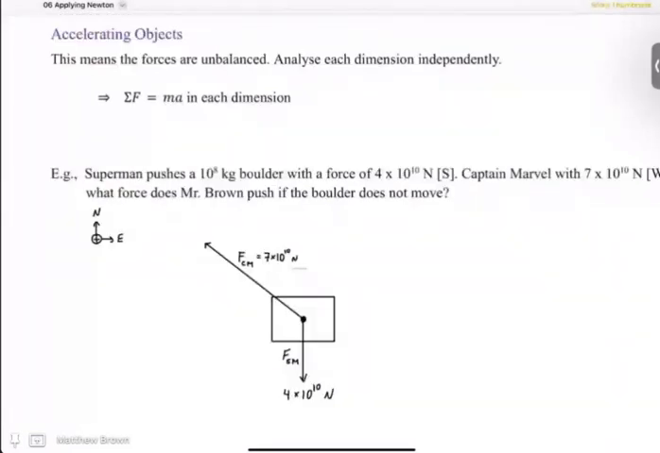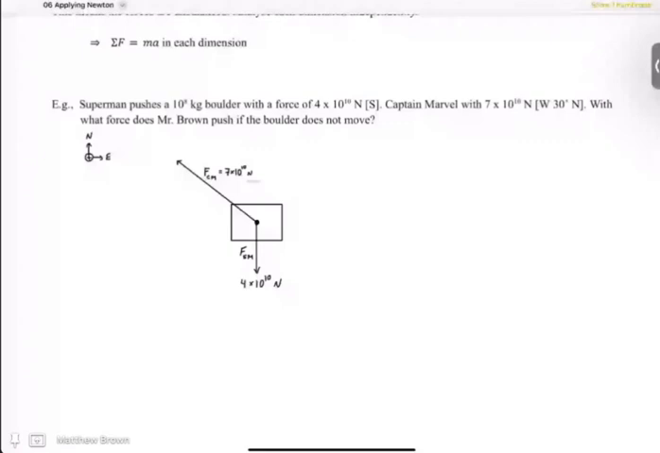The first one, we've got Superman pushes a 10 to the 8 kilogram boulder with a force of 4 times 10 to the 10 newtons south. Captain Marvel with 7 times 10 to the 10 newtons west, 30 north. With what force does Mr. Brown push if the boulder does not move? Right, so I'm going to balance this thing out, right? They're both pushing on this thing with these forces. I'm going to push with a third force, and this thing's going to be in equilibrium.